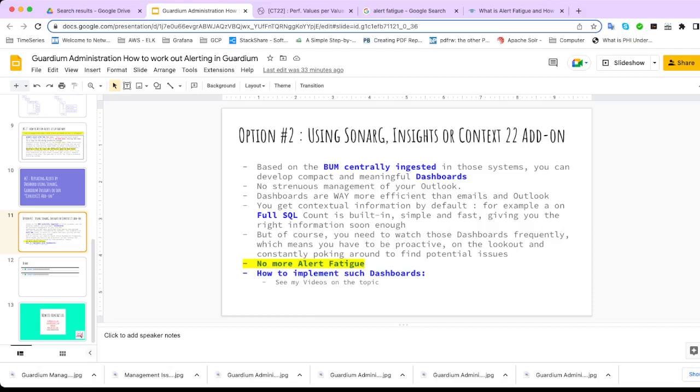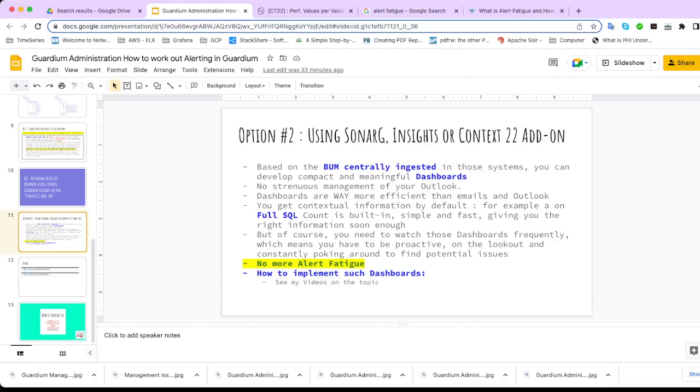But of course, you need to watch those dashboards frequently. For example, when I implemented this system, I got into a routine of getting in the morning and looking at my dashboards, and it would tell me what happened during the night. It gives me a global view of the state of the system.